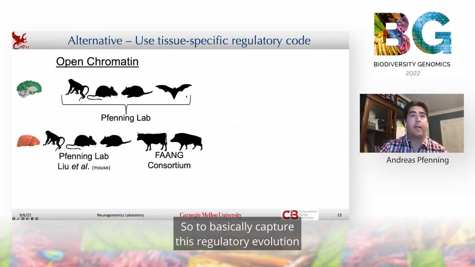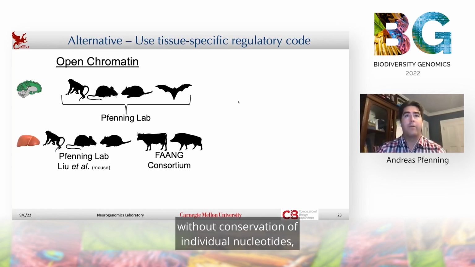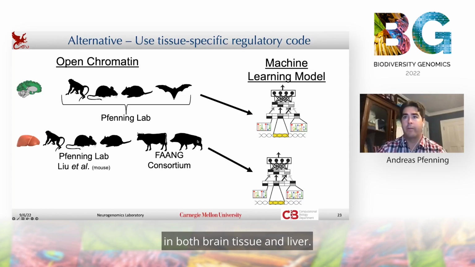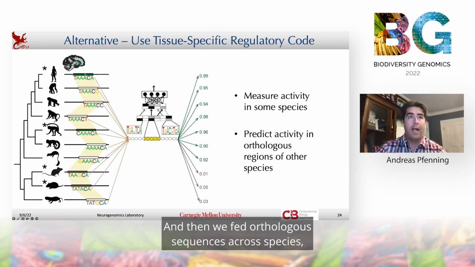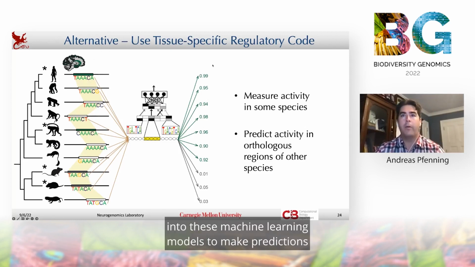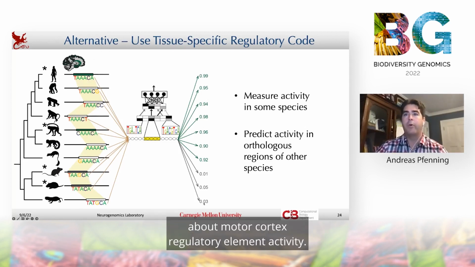So to capture this regulatory evolution without conservation of individual nucleotides, we train machine learning models to predict open chromatin in both brain tissue and liver. And then we fed orthologous sequences across species, the 222 Boreoeutheria genomes of the Zoonomia project, into these machine learning models to make predictions about motor cortex regulatory element activity.